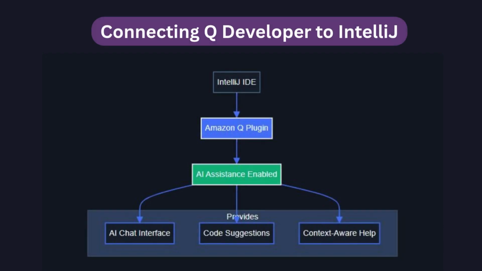Once logged in, let's connect Q Developer to IntelliJ. Once connected, Amazon Q Developer becomes available inside the IDE. It provides an AI chat panel for interaction and inline code suggestions that appear as you type. It is context-aware and uses your project structure to give relevant suggestions.